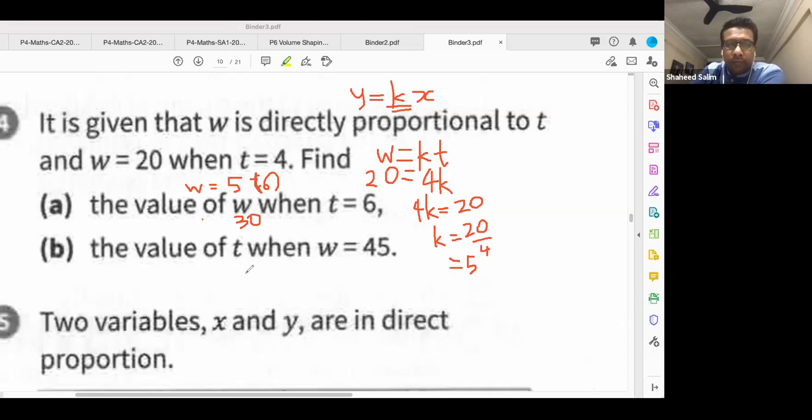And what about the next one? The next one, same thing. We write w equals 5t. And w, they say, is 45. So 45 equals 5t, or 5t equals 45. So what is t? T equals 45 divided by 5. What do you get? You get 9. So the answer down here is 9. Down here is 30.